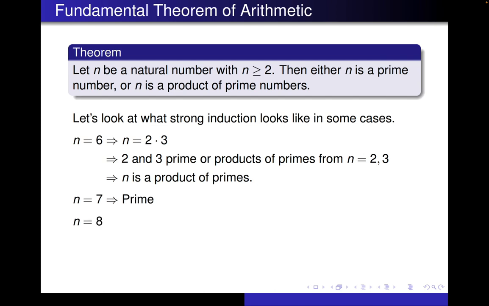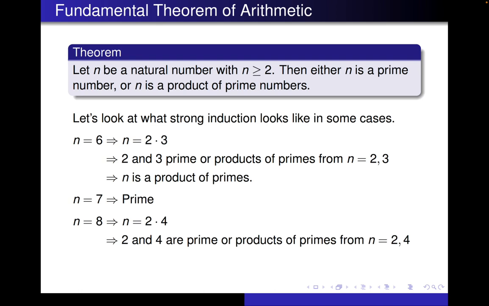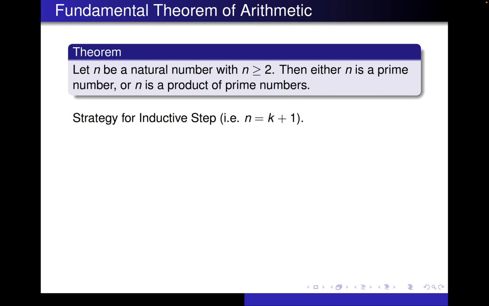n equals 8, again, we want to break it down into smaller numbers so we can use our induction hypothesis. n equals 2 times 4. We know that 2 and 4 are both either prime or products of primes. So we're going to put those primes together to make n a product of primes. So you can see, first of all, how we're using strong induction reasoning to prove this theorem. But then also, maybe you can see what our strategy is going to be when we're actually proving this theorem.